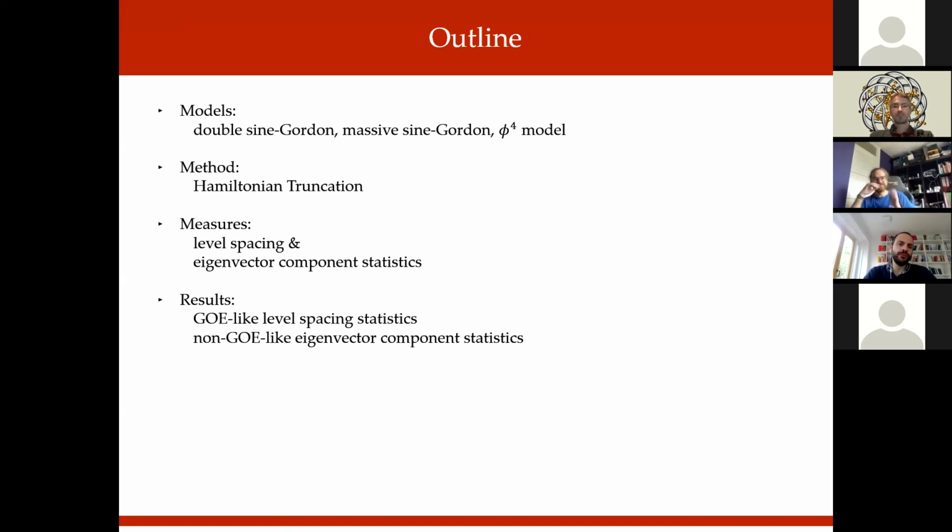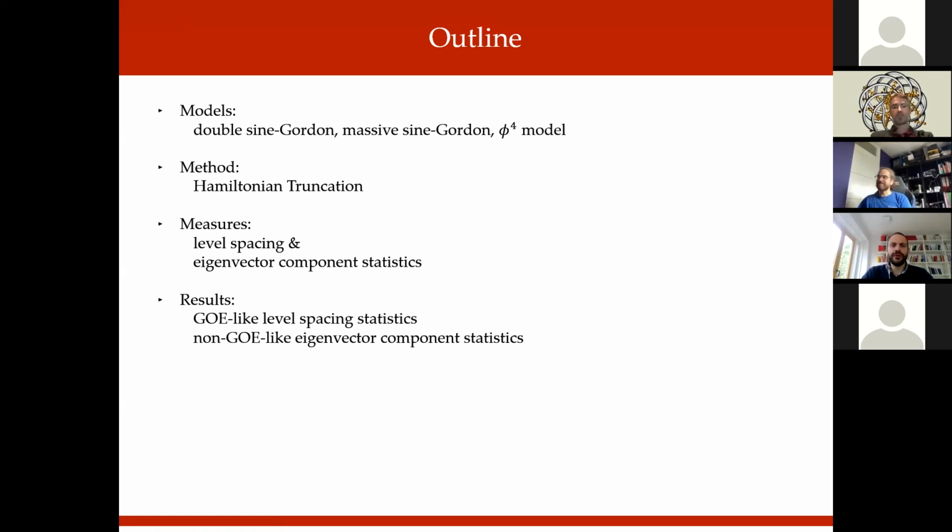Because as you will see, even just the fact that the Hilbert space dimension is infinite means traditional numerical methods like simple exact diagonalization are not going to work here. So we have to do something different. So I'm going to give a detailed explanation of what this numerical method that we use is. But before that, I will give a description of the models that we studied: the double sine-Gordon, massive sine-Gordon, and phi-fourth model.